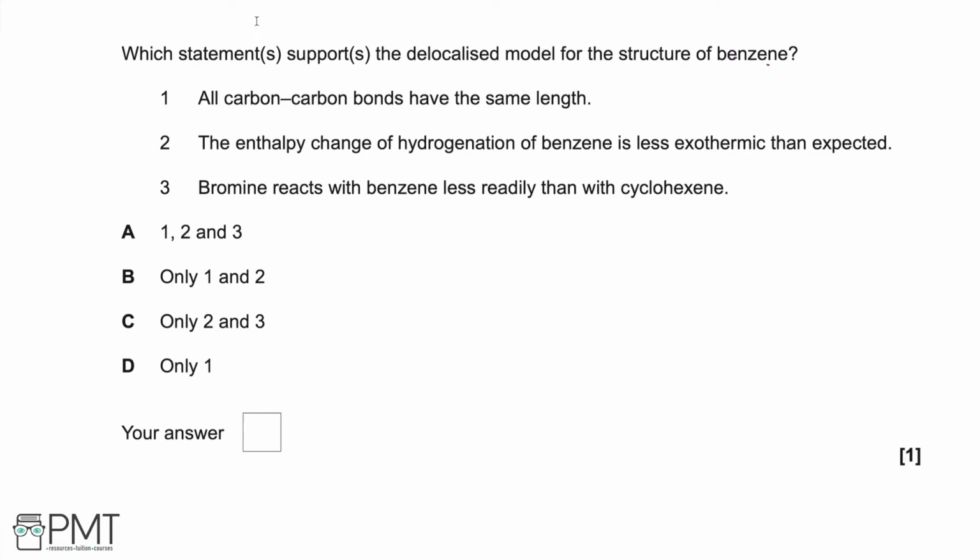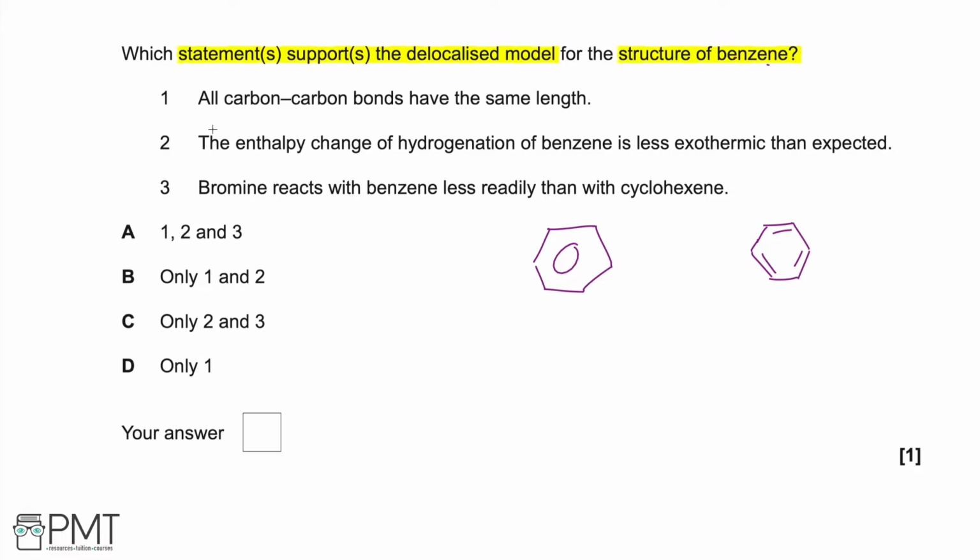In this question, we're asked which statement or statements supports or support the delocalized model for the structure of benzene. So first, we should establish exactly what the delocalized model for the structure of benzene is, and that's this one that we draw with the hexagon with the circle inside of it. And the alternative structure is the Kekulé structure, which has alternating double bonds in 1, 3, 5 positions.